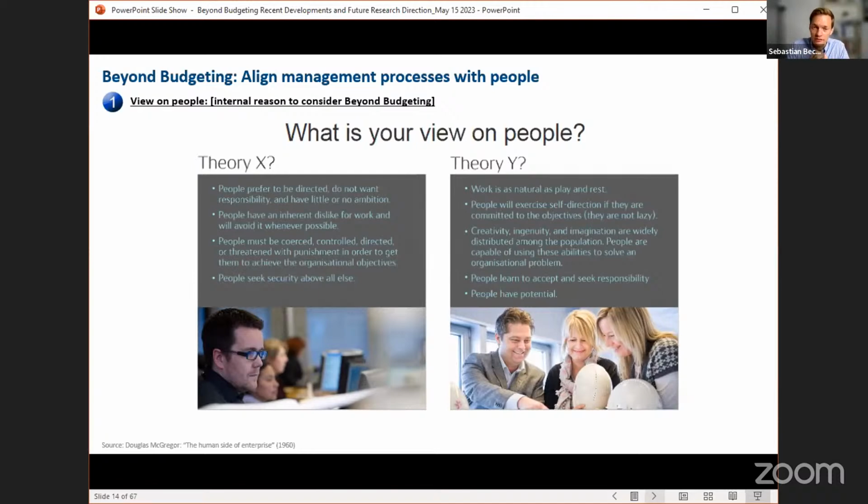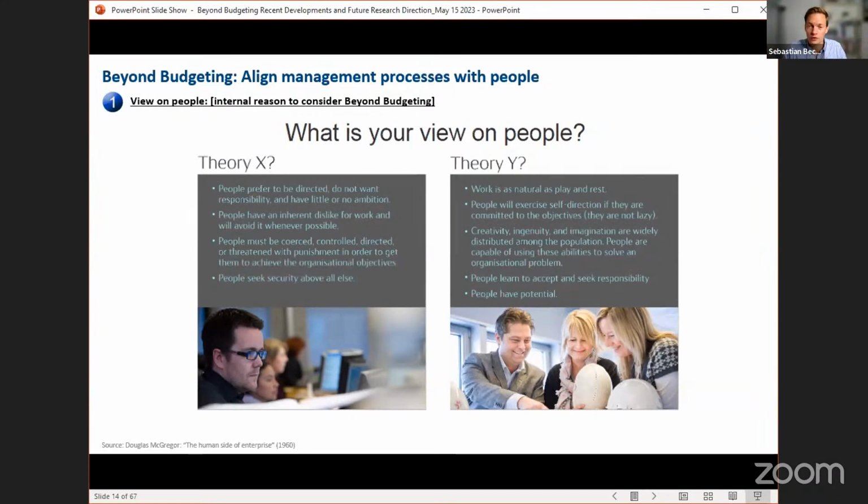A second motivation for you to change could also be that you have a particular type of people in the organization, right? And there's a theory that maybe you have heard before. It's Theory X versus Theory Y by Douglas McGregor from the 1960s, who said there are basically two types of people. One type is the Theory X type of person. This we can say is a person who prefers to be directed, who does not want responsibility, who has little to no ambition, doesn't really like work, and will avoid it whenever possible. So we need to coerce them, steer them, direct them, tell them what they should be doing. So that's a Theory X type of person.